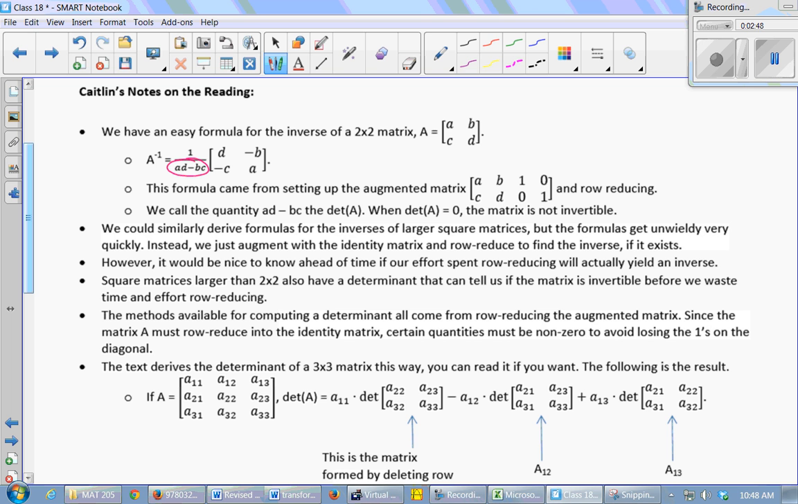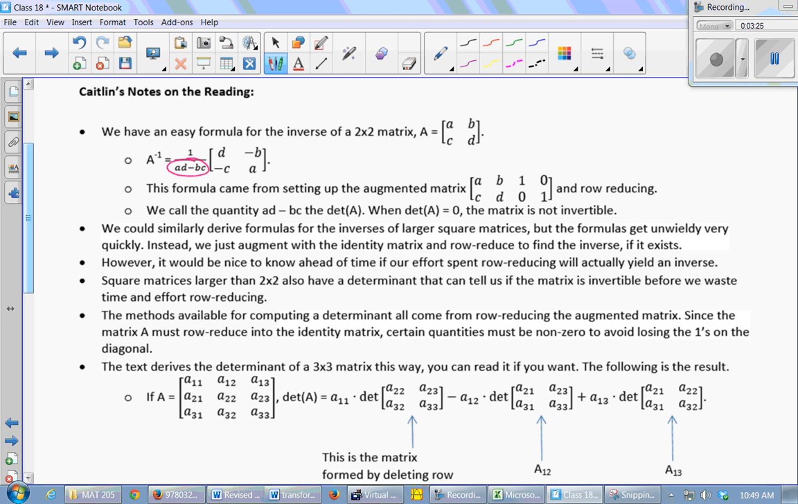We could similarly derive formulas for the inverses of larger square matrices, right? I could just take A, B, C, D, E, F, G, H, I, augment it with the 3 by 3 identity and row reduce. And I would come up with some kind of formula like this one. But the formulas get unwieldy very quickly. They get really big and messy, and it's not worth it to use a formula. Instead, you just do it every time. You augment whatever matrix you have with the identity matrix, you row reduce and find the inverse if it exists.